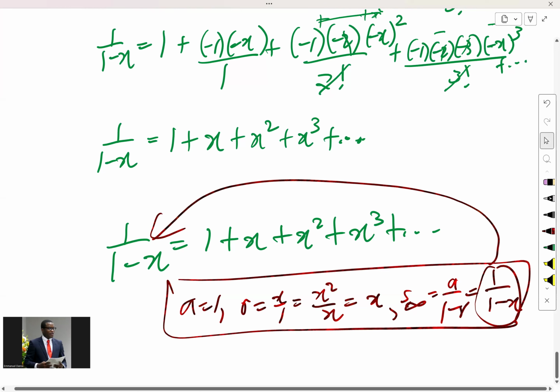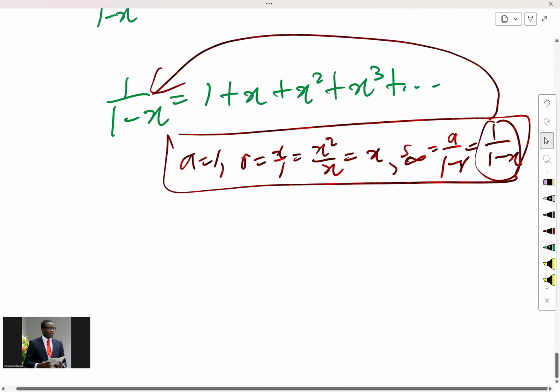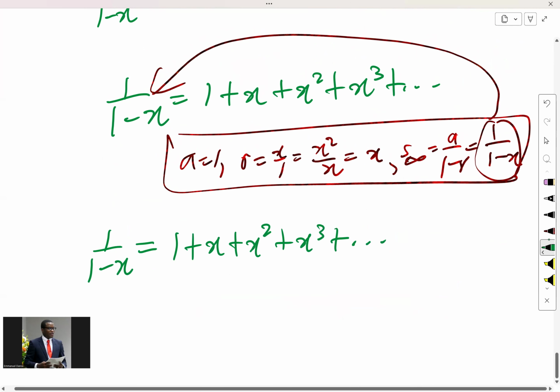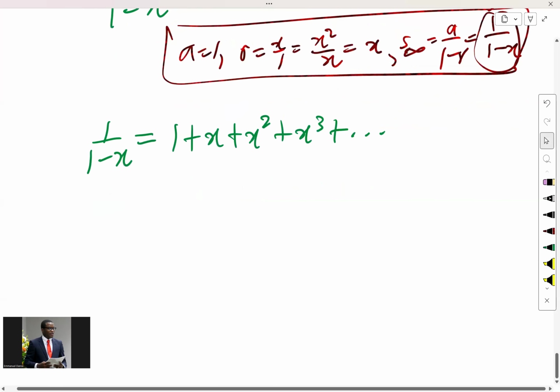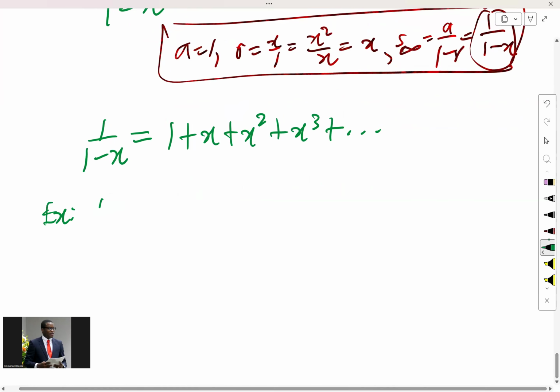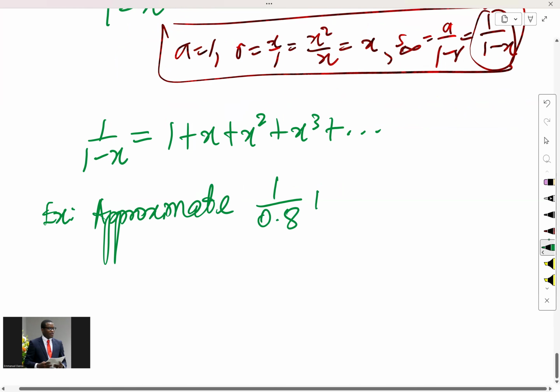So that is a geometric series. So again, geometric series is 1 over 1 minus x equals 1 plus x plus x squared plus x cubed plus all that. Okay. Now let's take an example in line with that. Approximate 1 over 0.8 using 4 terms.